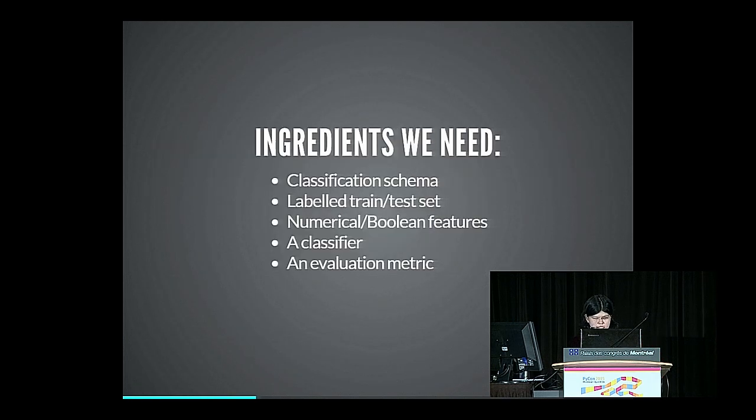So building our baseline classifier. The ingredients we need here are a classification schema. We have to decide what categories we want to classify our roads into. We're going to be doing supervised classification, so we're going to need a labeled train and test set. When you're doing machine learning, systems don't really know what strings are. We need to find some way of transforming our strings into numerical and Boolean features, which a machine learning system can actually understand. And then we're going to need a classifier and an evaluation metric.